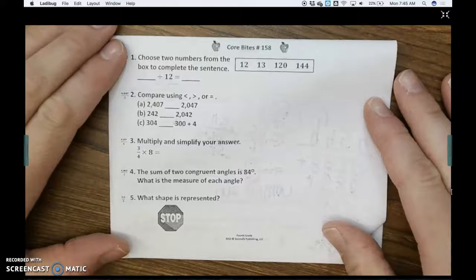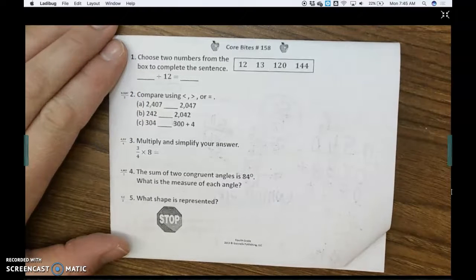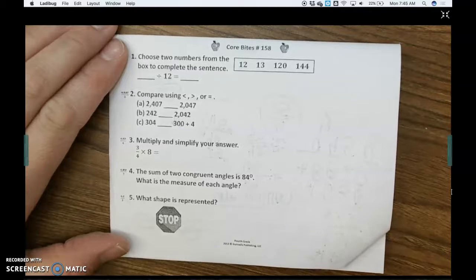All right, everybody, here is your Core Bites number 158. So let's see what we've got on here today.